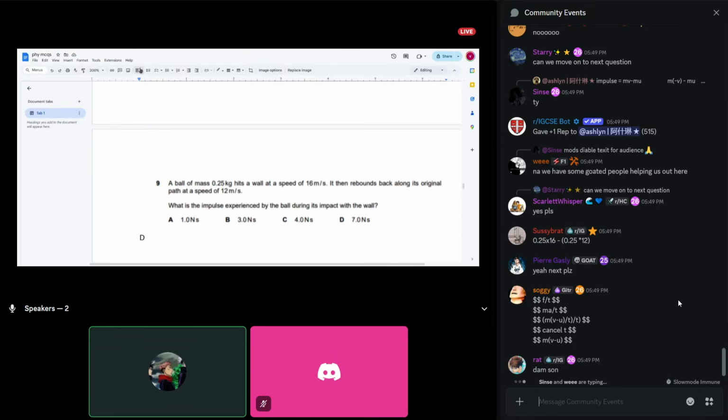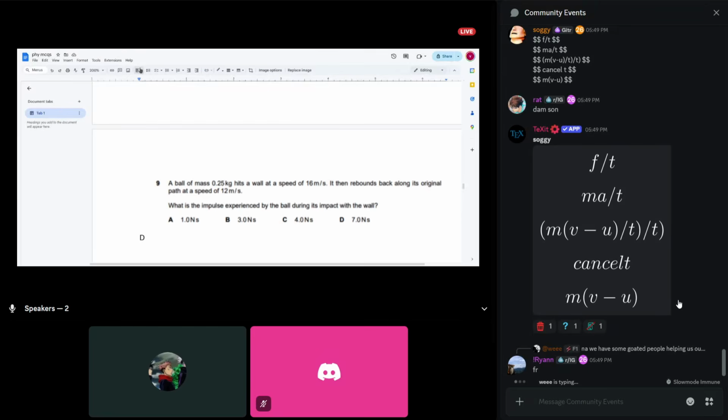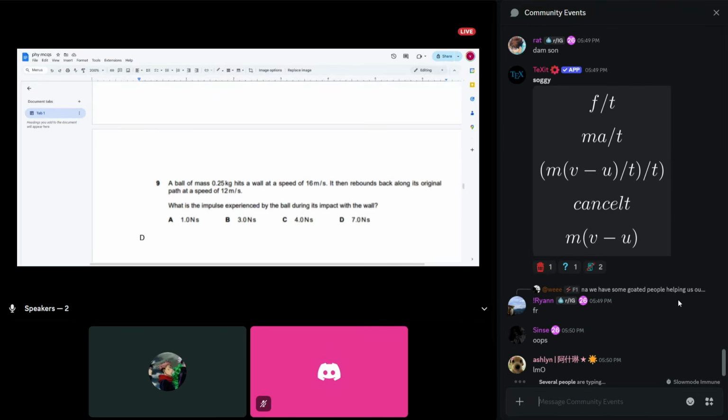Mods, can you actually disable text it for the audience? You know what? Never mind. This is fine. I'm going to continue.